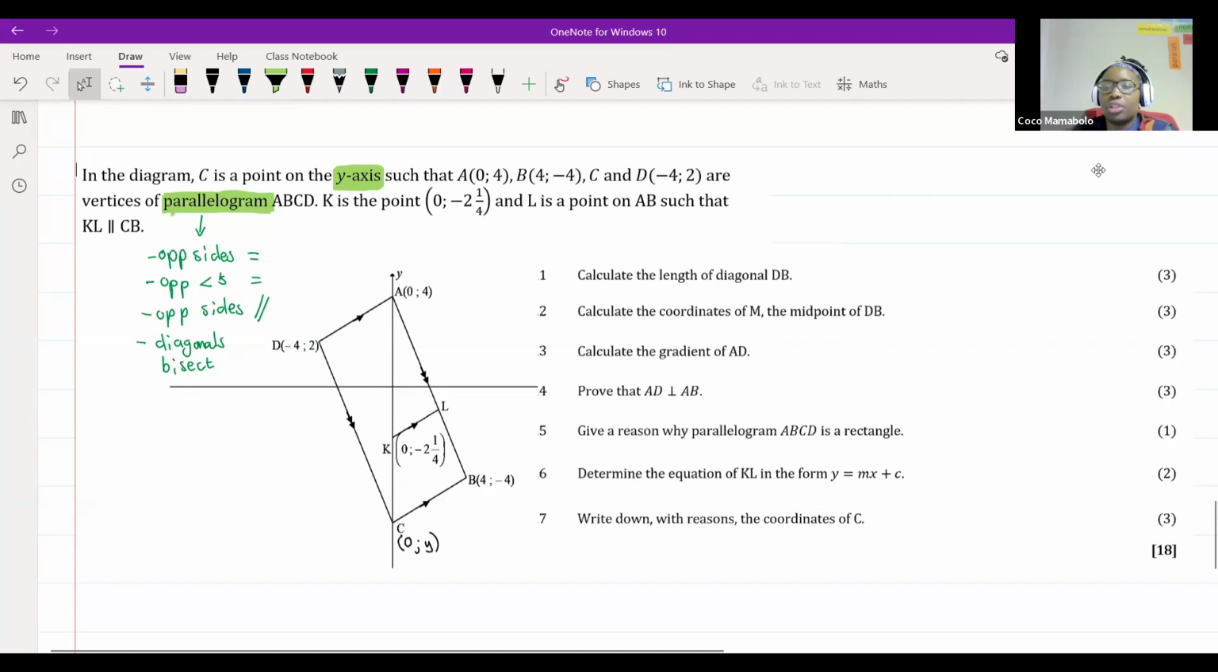Okay, we're going to calculate for question 1, question 2, question 3, question 4, and question 5. All right. Question 6 is also a nice one.